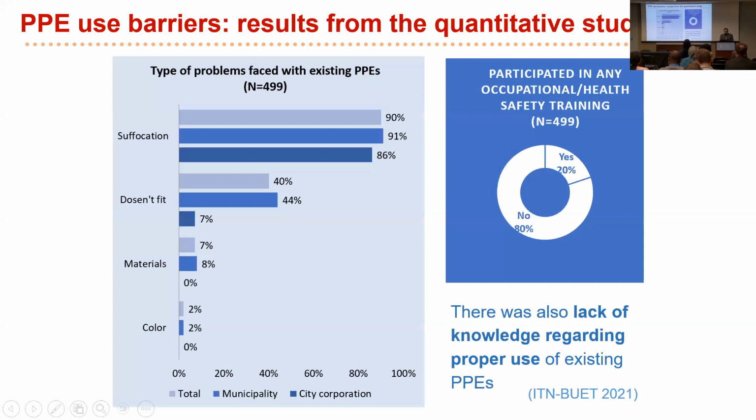So in our quantitative study, this has also come up, and they mentioned that they felt suffocation, the PPE doesn't fit, and also we have seen that the PPEs were previously provided to them without any proper training. So when they received the PPEs, they basically shelved it over there, didn't use it, because they don't know how to use it.